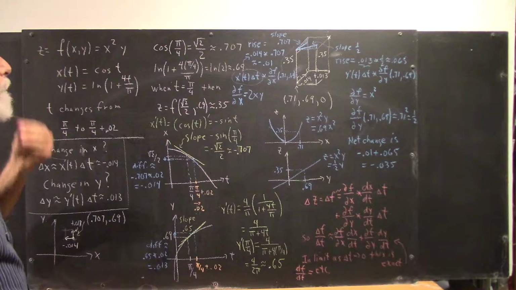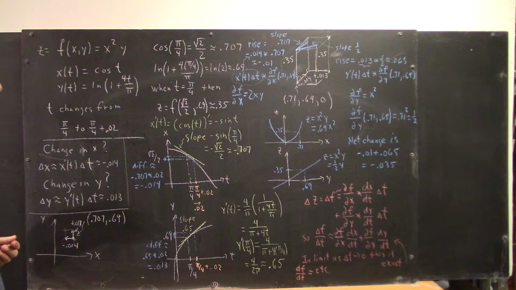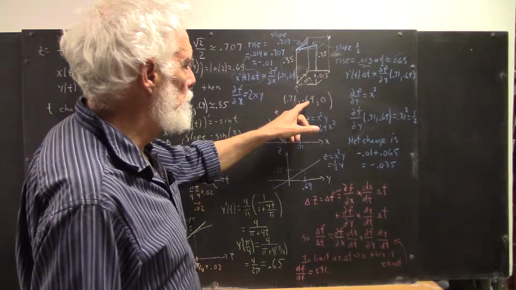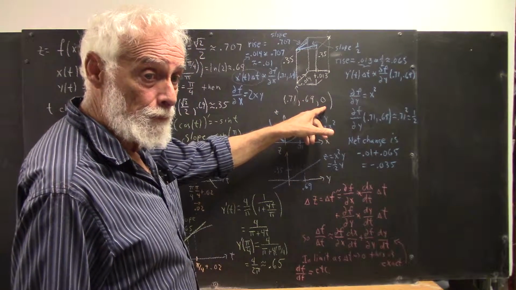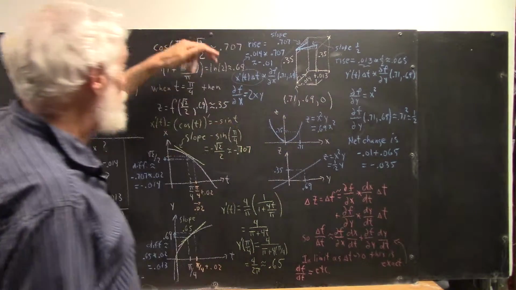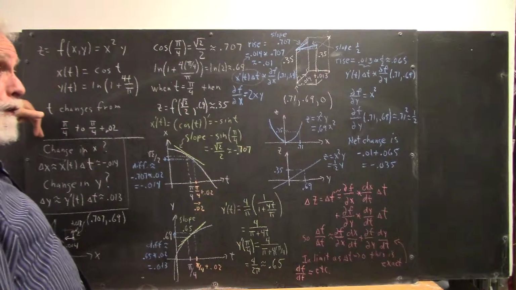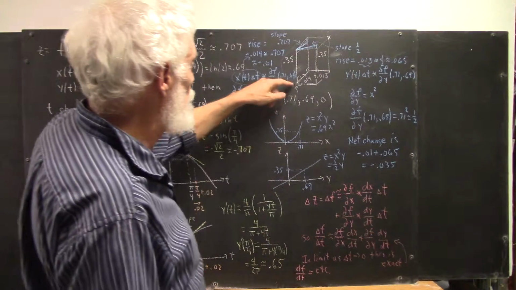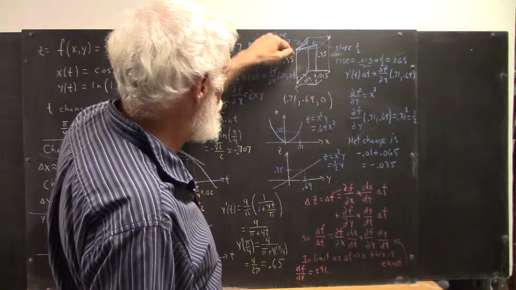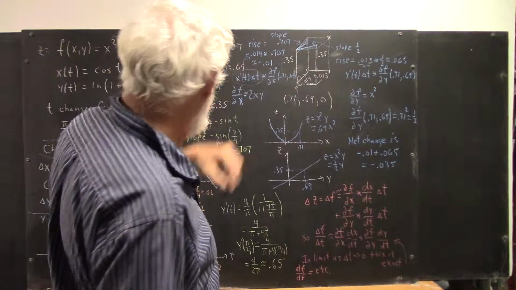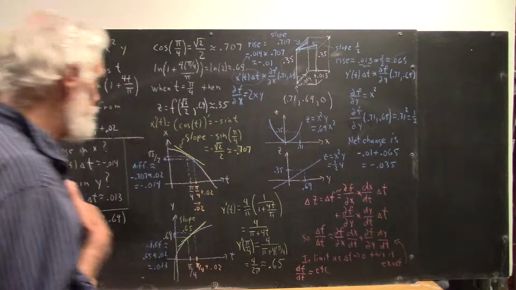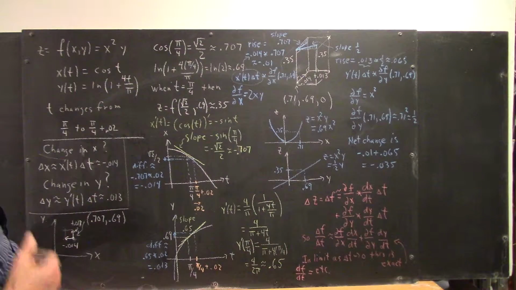In 3 dimensions, that's going to tell us that if we have the point 0.71, 0.69 in the xy plane, the coordinates of the pi over 4 point, then the value of the function, the z value, is going to be 0.35. You don't need to worry about the rest of this figure, we'll develop it.